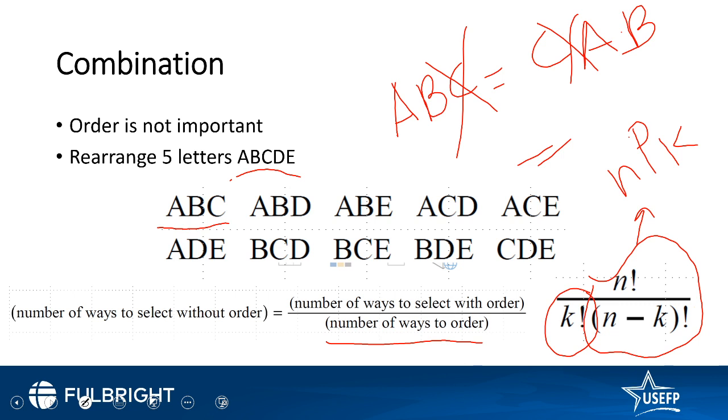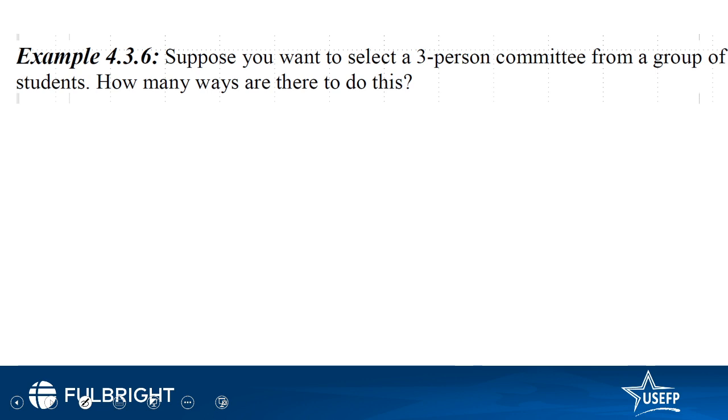So just remember the two formulas, and remember that for permutation, order is important, and for combination, order is not important. If you are able to distinguish the formulas and when they are needed, you are all set for this question. Okay. Suppose you want to select a 3-person committee from a group of students. How many ways are there to do this?